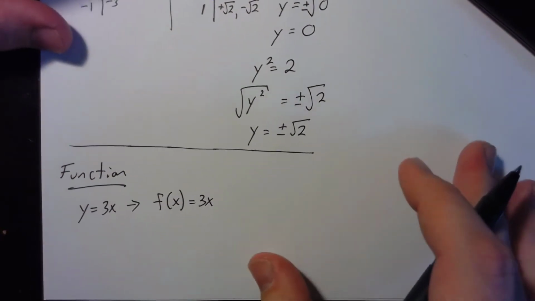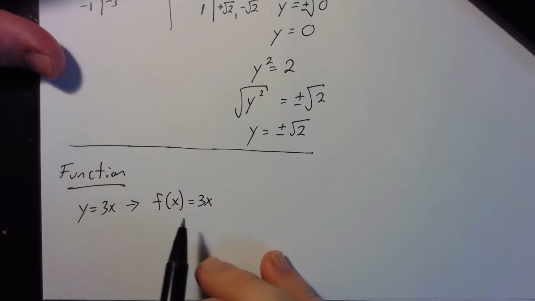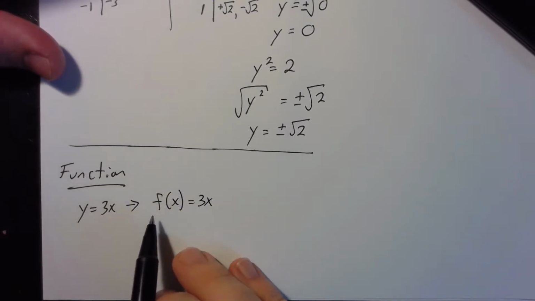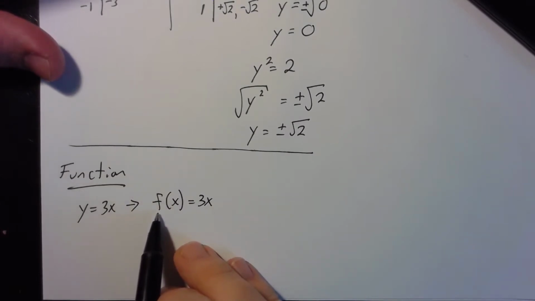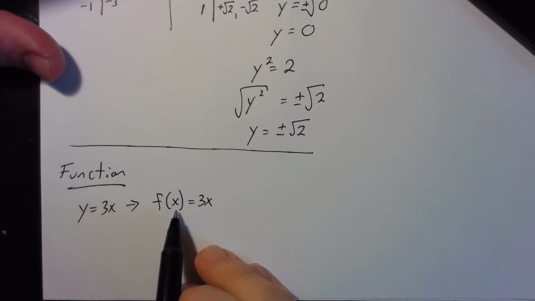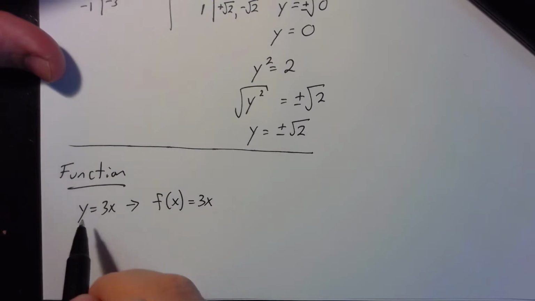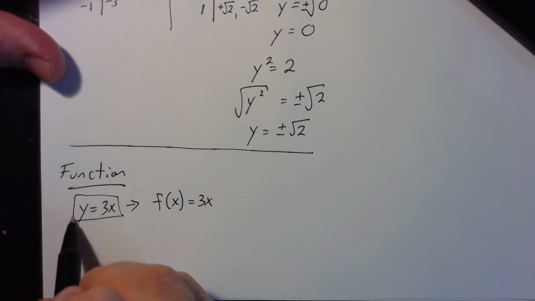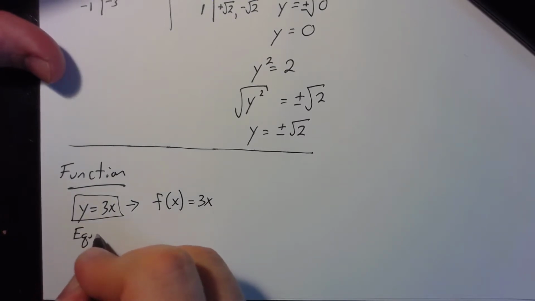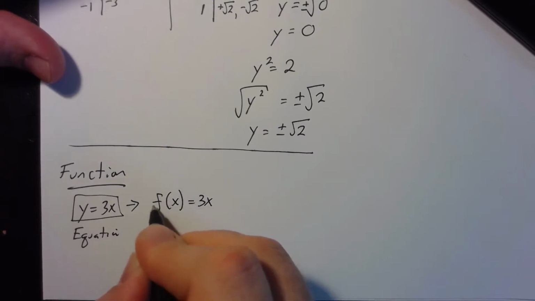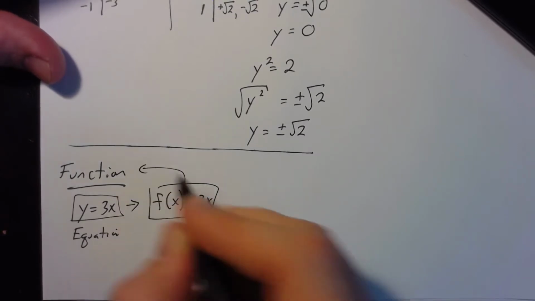Now let's be very clear about this f of x thing. This is a notation. It very specifically says that f is a function in terms of the variable x, and that function overall is equal to 3x. Now you'll note here that I could have left it in this form, which is the equation form. This form right here is the function form.